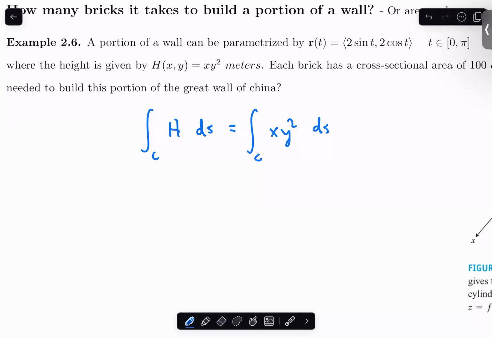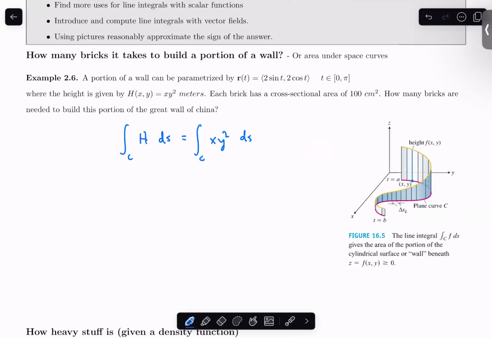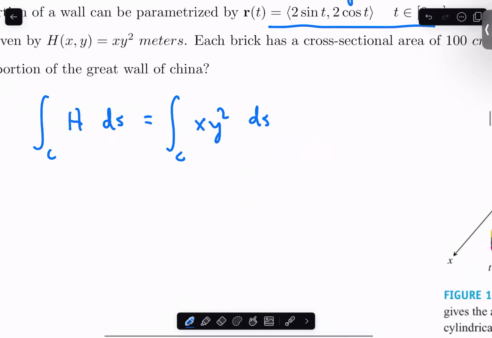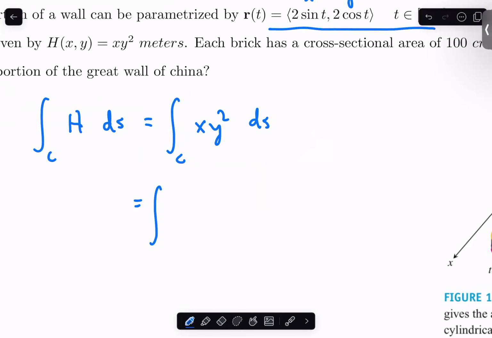And now when we integrate this, we're going to try to switch everything over to t's. So we have some parameterized curve here that tells us how we're moving. And so, of course, with the parameterization, we have an x component and a y component. So we're going to go ahead and start swapping these things in. So instead of x, I'm going to put 2 sine t. Instead of y, oops, I'm going to put 2 cosine t. Notice it's supposed to be y squared, so I need to square that.